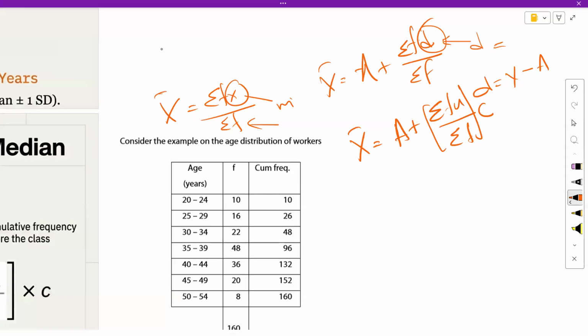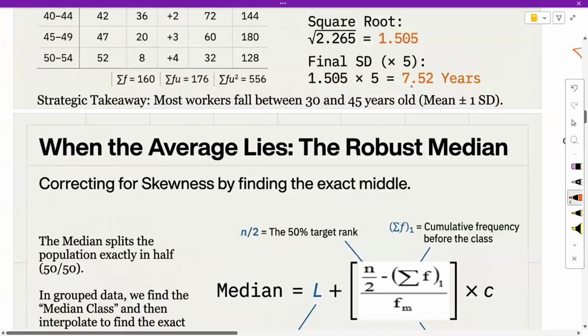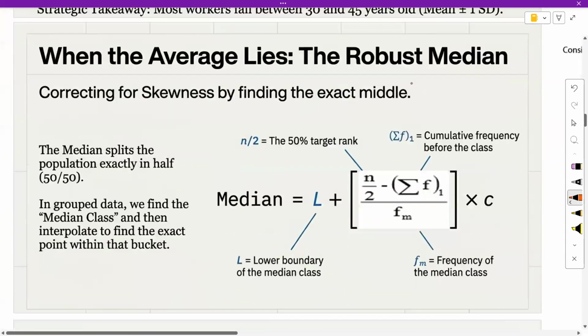The same way, we use the main formula for standard deviation, the square root of sigma f times (x minus x bar) squared over n, where n is sigma f. Likewise, we applied d and u. So we discussed three ways of calculating mean and standard deviation. Next, we will discuss how to calculate the median.